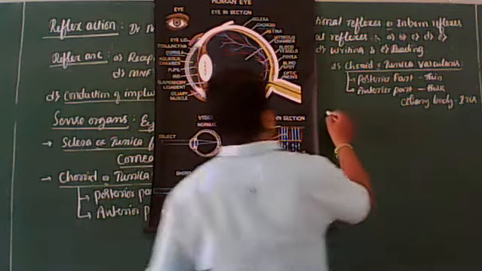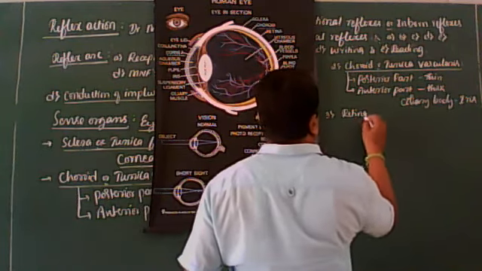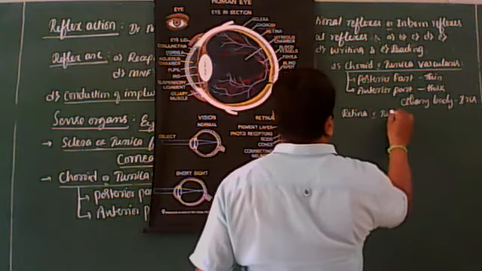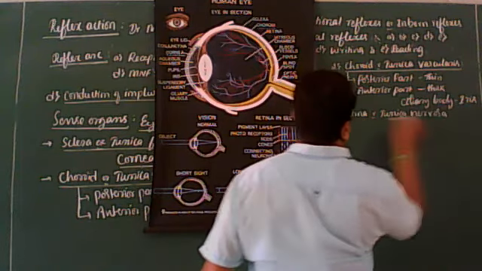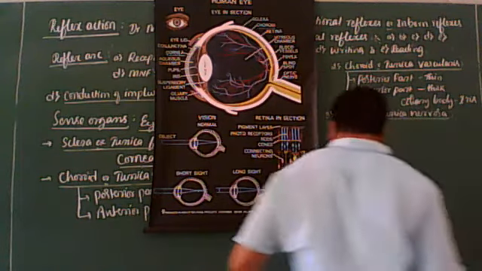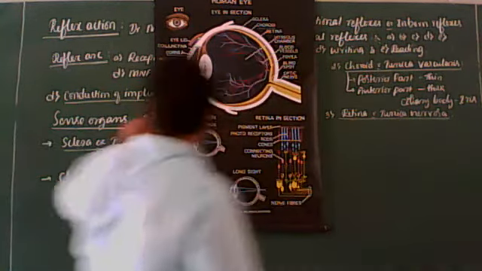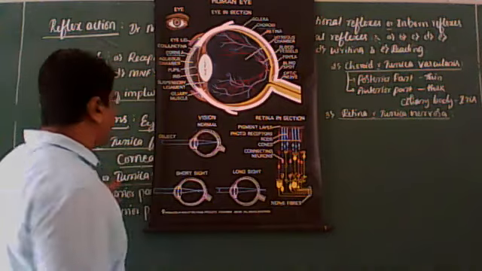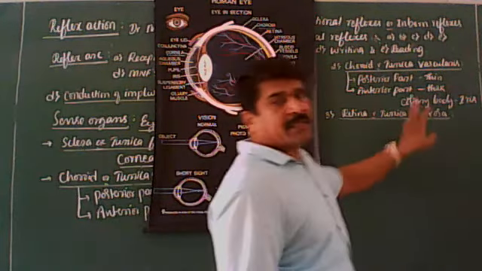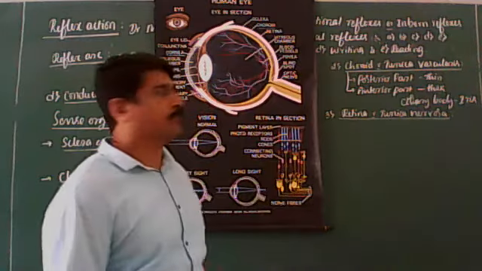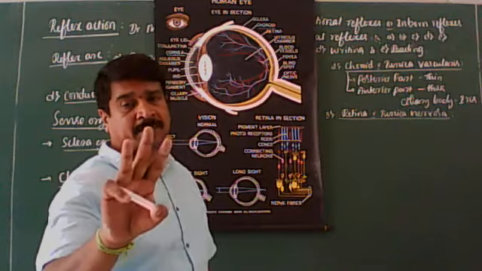Next, the third one is the retina, also called tunica nervosa. Sclera, tunica fibrosa; choroid, tunica vascularis; retina, tunica nervosa. This is the innermost layer of the eye, consisting of three types of cells.